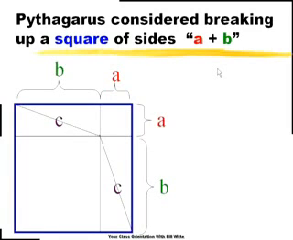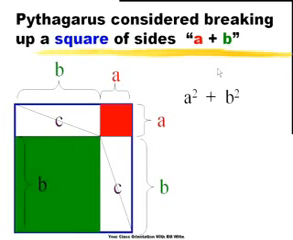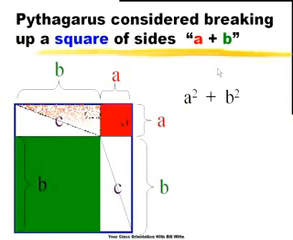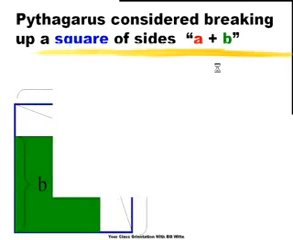Now, he looked at this picture over and over again, and he noticed that it was broken into two squares: a smaller square of area A times A, or A squared, plus a larger square of area B times B, or B squared. Oh, and also 4 right triangles of sides A, B, and C. You see the 4 of them? Now he did that over and over again.